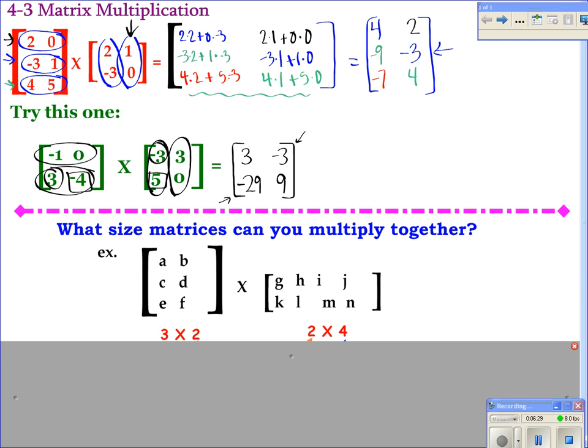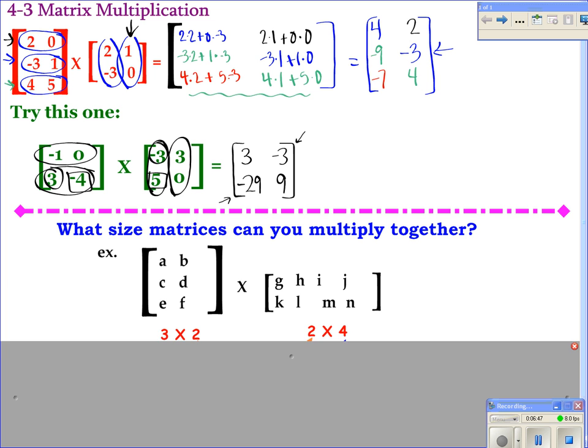All right, so the last thing we have is what size matrices we can multiply together. I'd like you to draw these two matrices, and they just have letters in there because it doesn't matter what the numbers are, but the size of the matrix has to match on certain numbers. So the first one is a 3 by 2. Remember, it's rows and then columns. And then the second one is a 2 by 4.